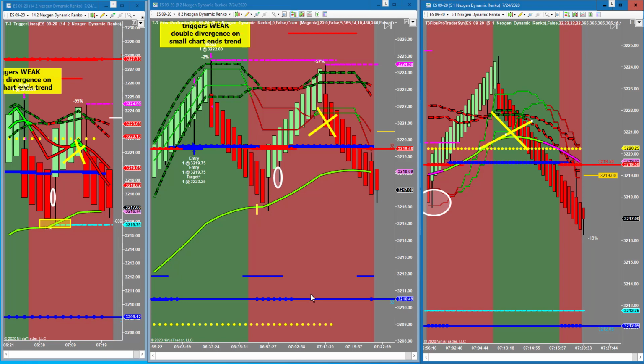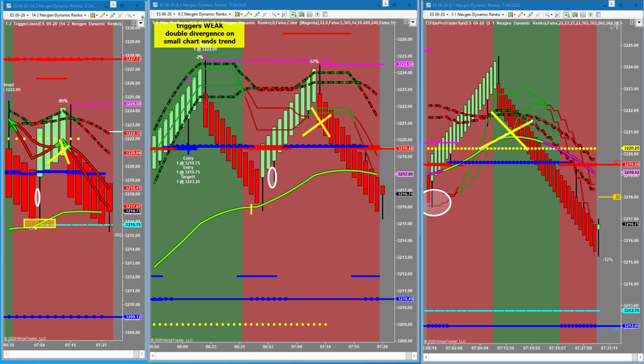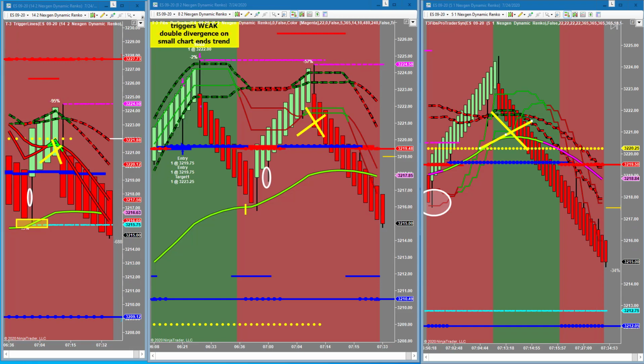So again, you can talk yourself into doing lots of trades that don't have both charts with both sets of triggers in the same direction saying the same thing. And when you get this mismatch, that's where you get tricked into doing the wrong thing most of the time. So the operative key thing for you is to make sure that both charts have the same color background, both triggers are strong, both charts, all three charts agree.